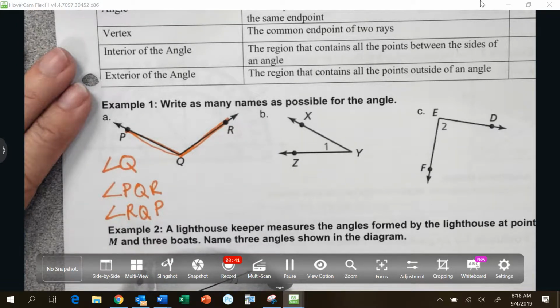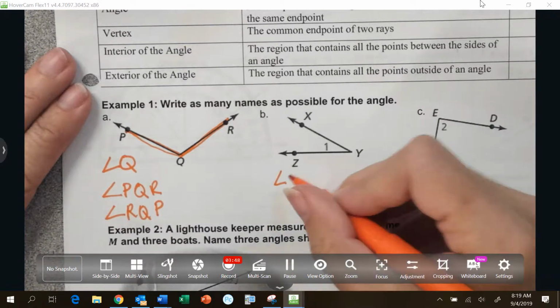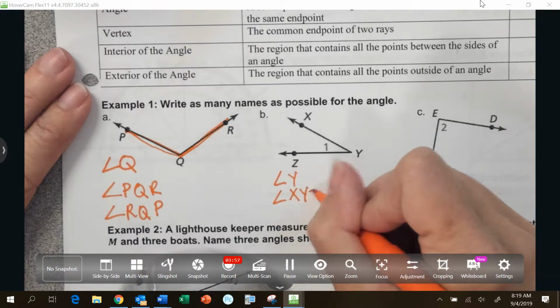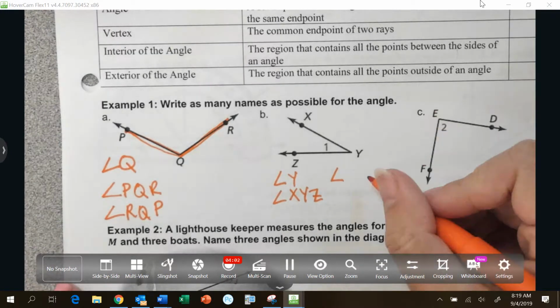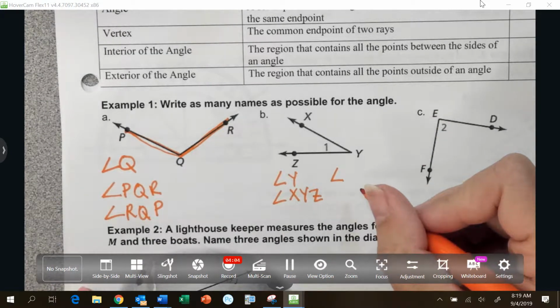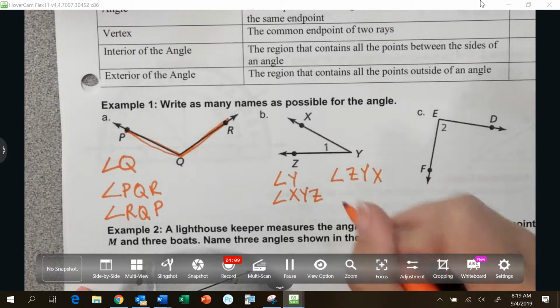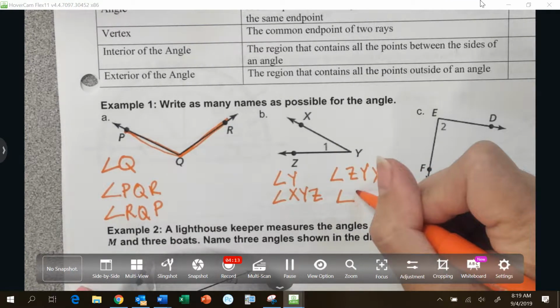All right, question B. Matthew, can you name question B one way? Angle Y. Angle Y, excellent. Cameron, can you name it a different way? Angle XYZ. Excellent. Jay, can you name it a different way? Angle ZYX, good. And there is one more way. Lynn? Angle 1. You see where that 1 is? You can also name it angle 1.